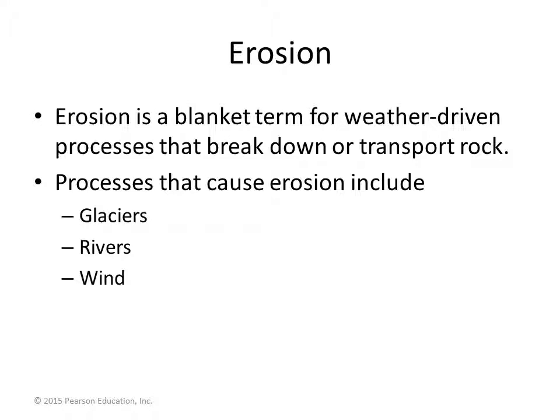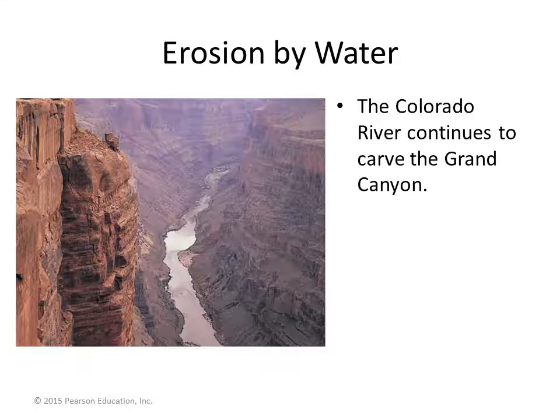Erosion is another process. It's a blanket term for weather-driven processes that break down or transport rock. And several of those processes are listed: glaciers, rivers, and wind. The Colorado River continues to carve out the Grand Canyon. It's a good example of river erosion.